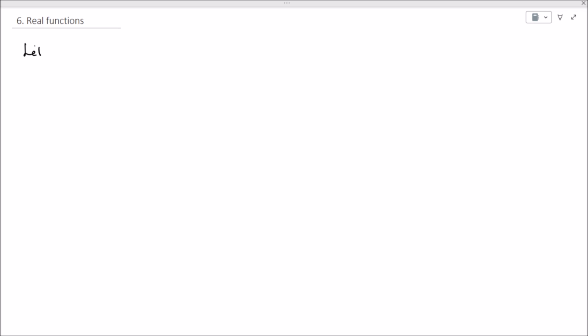So let us, given a subset A of the real numbers which is non-empty. A real function is a function f from A to R. In the following we present a number of properties that a real function may or may not have. The first one is the monotonicity.